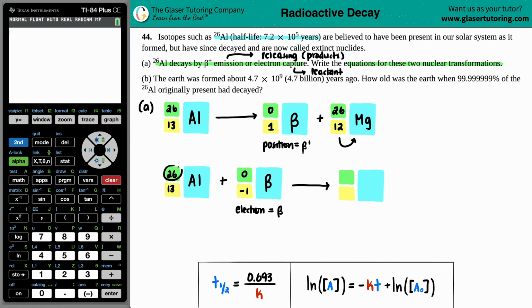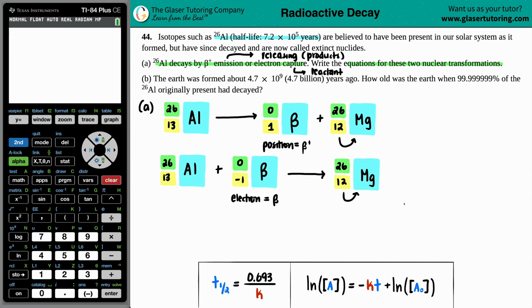You still do the same thing with the tops and the bottoms. 26 plus 0 is 26. 13 plus -1 is 12. So this would still be magnesium, because it's the same as before. Always look for that atomic number. And here we have our two equations, so part A is done. Maybe we'll draw a line here.